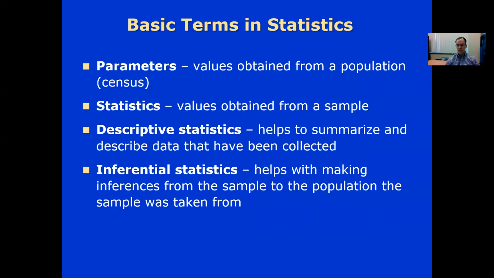Inferential statistics helps with making inferences or predictions from the sample to the population the sample was taken from. And that's really going to be the important aspect of statistics: you want to infer, you want to predict, determine if there is a correlation or a strength of association between an independent and dependent variable. And we'll be talking about that in the next lesson.